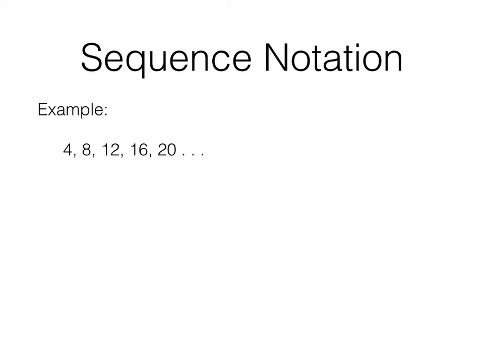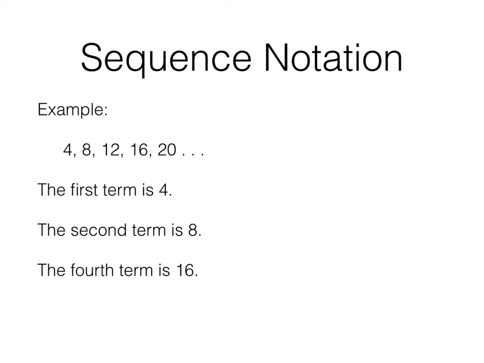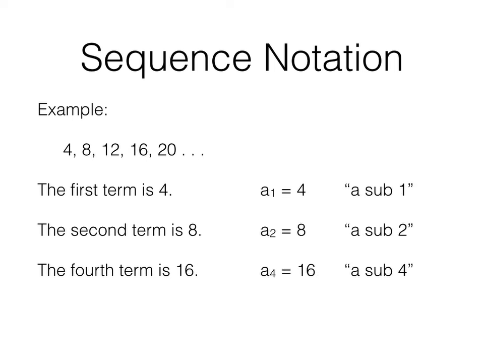We have 4, 8, 12, 16, 20. Again, there's a clear pattern there. Hopefully you can describe that pattern. The first term is 4. The second term is 8. The fourth term is 16, etc.